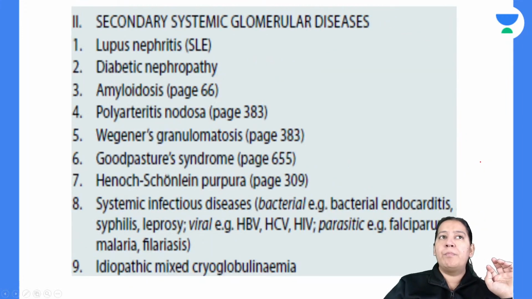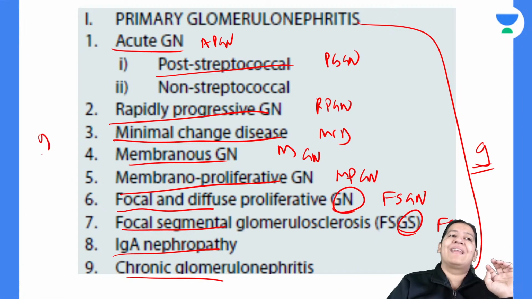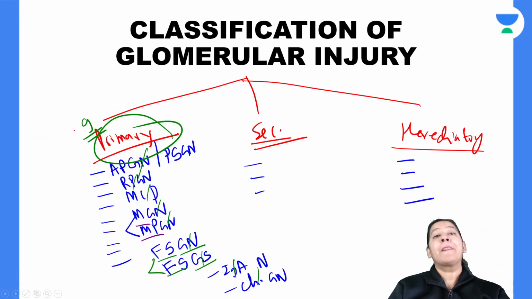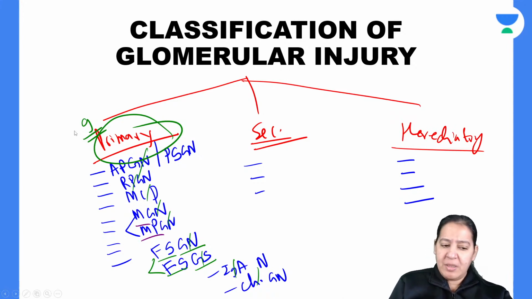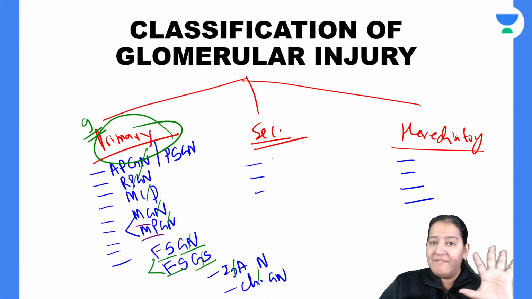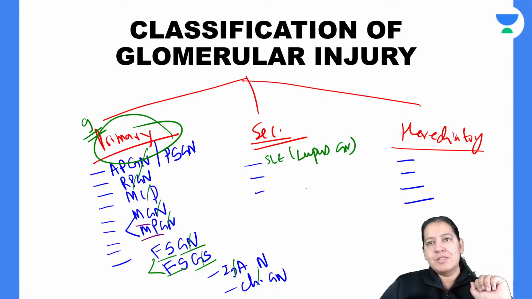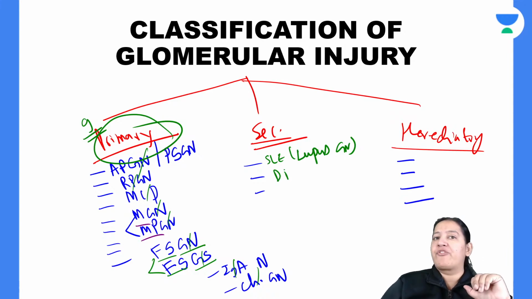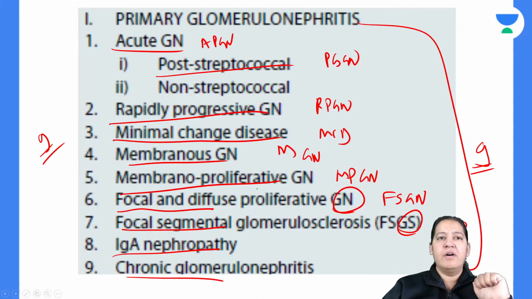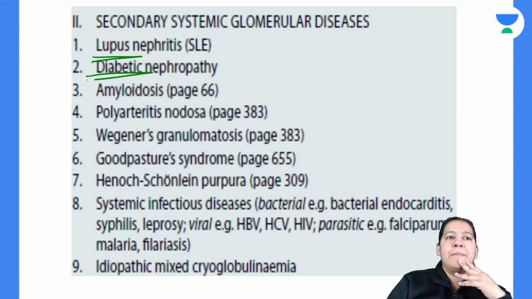I will ask you to make a comparative table between all 9 and we will fill that table. Coming to secondary, there are many, but I prefer to teach 3 which are the most important at your level. At MBBS level, you should understand. First, the glomerulonephritis due to SLE, known as lupus glomerulonephritis. The second is diabetic nephropathy, the glomerulonephritis which occurs in diabetes. And the third one, lupus done, diabetes done, HS purpura or Goodpasture syndrome.